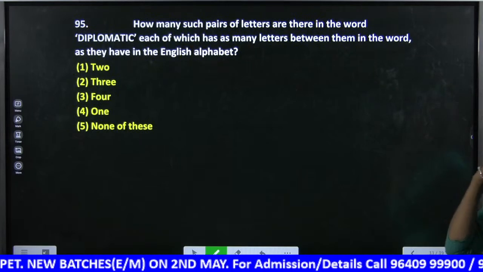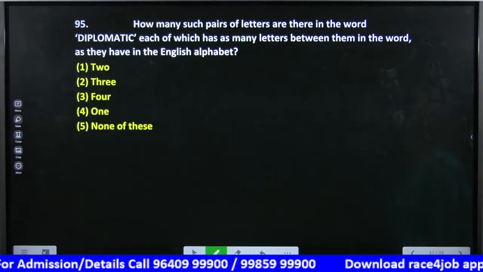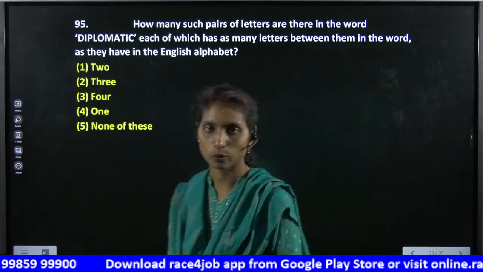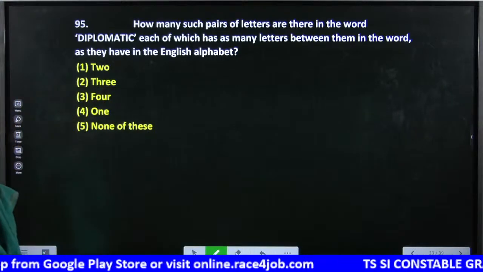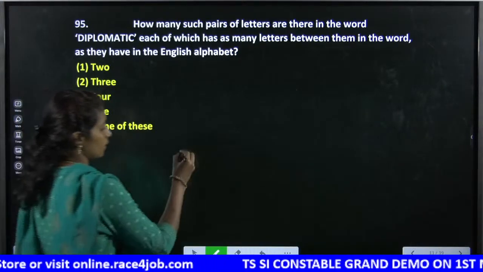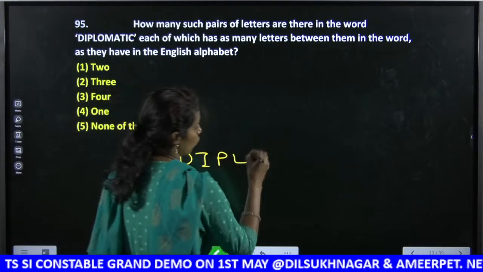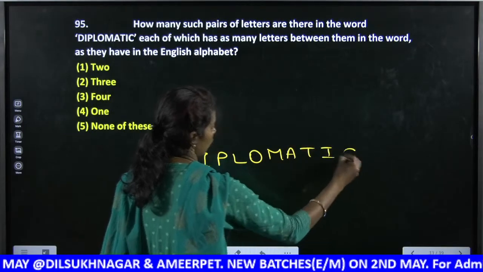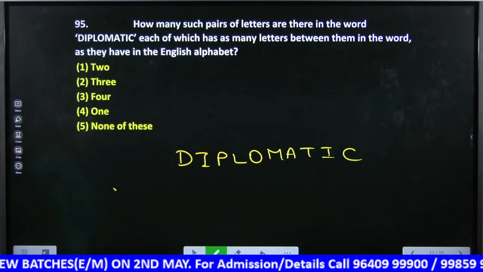Okay, next question. How many such pairs of letters are there in the word diplomatic? Check it here. D I P L O M A T I C, diplomatic. Here we have the word diplomatic. Yes, Divya, it is 8.